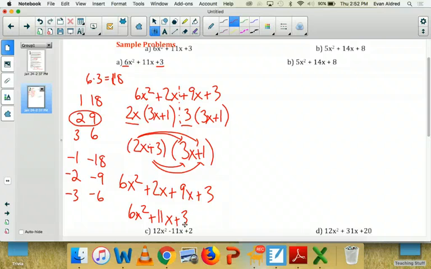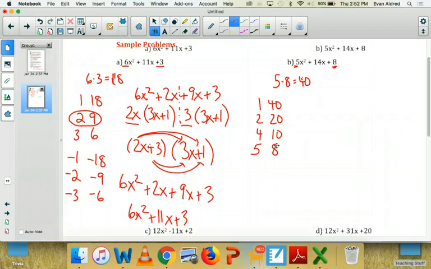Now let's move into our second one. 5x squared plus 14x plus 8. So we start by multiplying our lead coefficient by our constant. So we're going to take 5 and multiply it by 8 to give us 40. And now we want the 2 factors of 40 that add to give plus 14. And maybe you can do this in your head, and if you can, you don't have to list all the factors. But I'm going to, just to make sure that we're all on the same page.